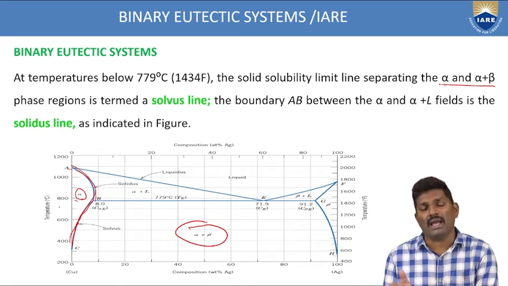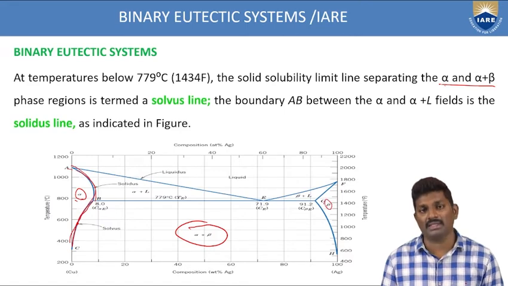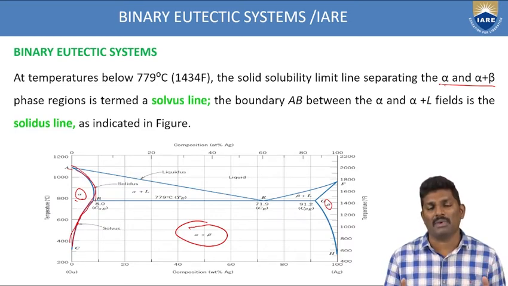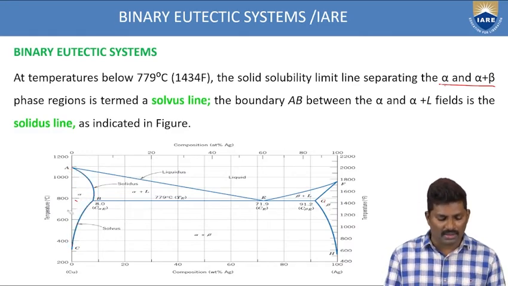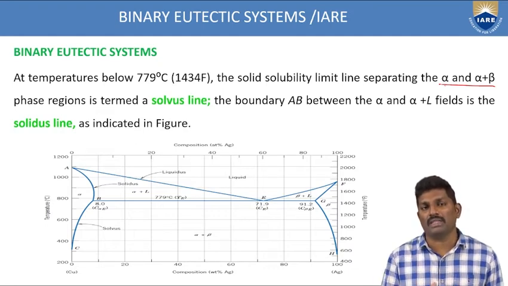Similarly, at this extreme right point also, that is for the beta phase, the beta phase also has some boundaries. It also has the solvus line as well as the solidus line. So all these things you have to identify. You have to plot all these solidus and solvus lines for both the copper and the silver, on the left side as well as the right side. In this case also, we are trying to identify as we have identified for the alpha phase. Similarly, we have to replicate the same thing for the beta phase.